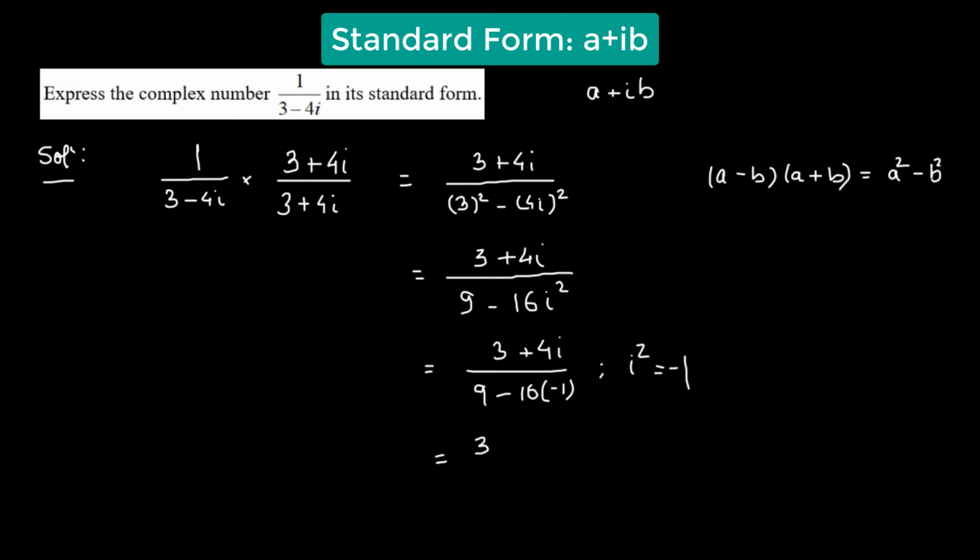So this gives us 3 plus 4i divided by 9 plus 16, which finally gives 3 plus 4i divided by 25. Now we have the complex number in the numerator, so let us write it in the standard form. So this will be 3 over 25 plus i times 4 over 25. So it's in the standard form, so the value of a will be 3 over 25 and the value of b will be 4 over 25.